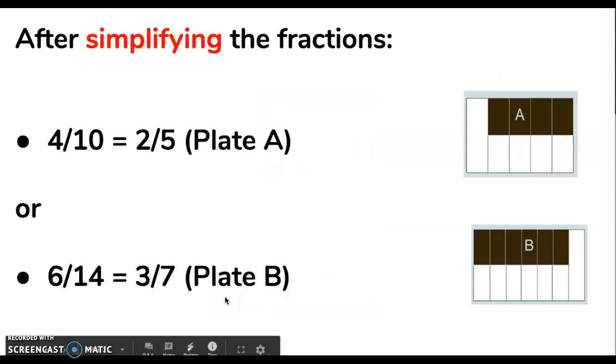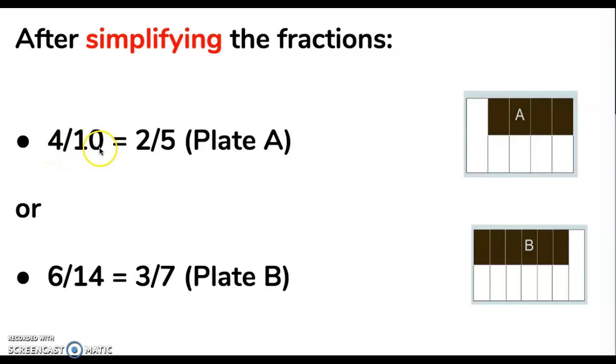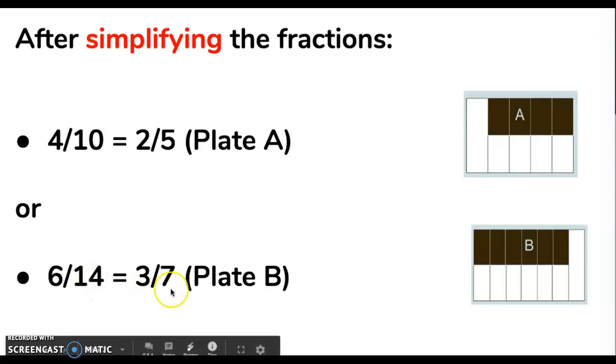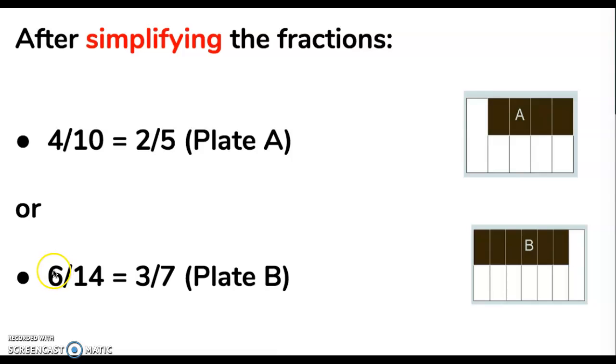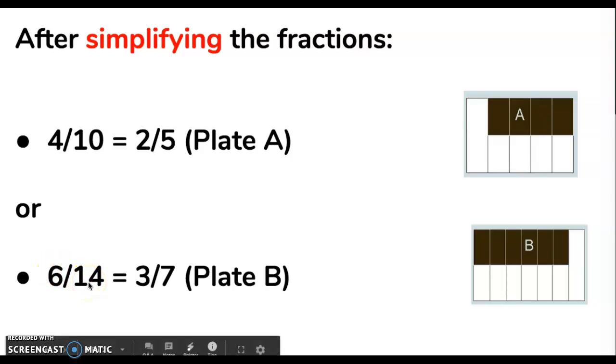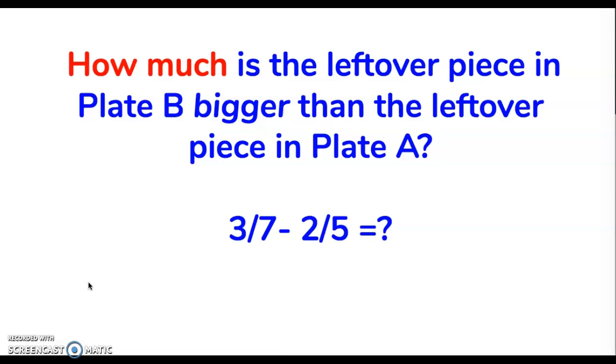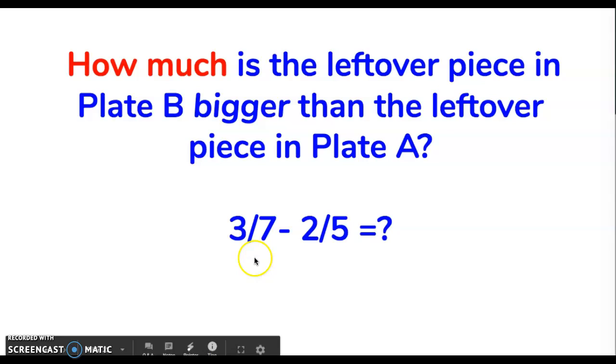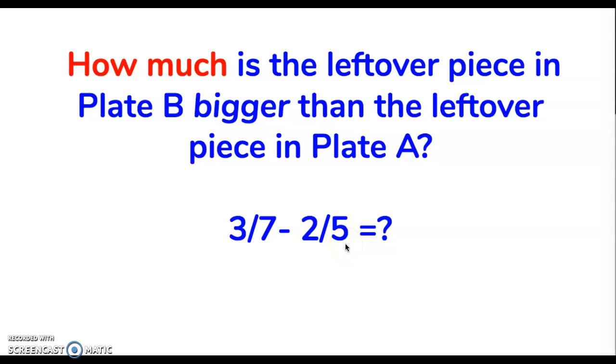We can simplify these two fractions as the followings. 4/10 equals 2/5 by dividing both the numerator and the denominator by 2, and 6/14 equals 3/7, the same way dividing both the numerator and the denominator by 2. So, how much is the leftover piece in plate B bigger than the leftover piece in plate A? Or, what is the answer to 3/7 minus 2/5? Please pause the video and think about your response.